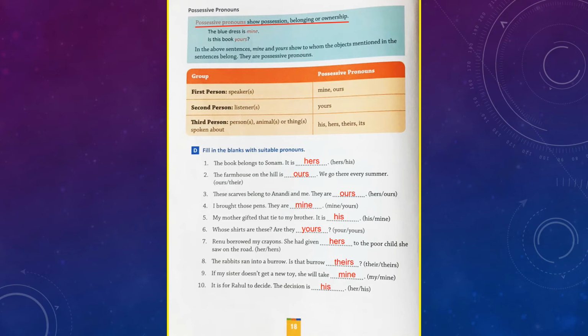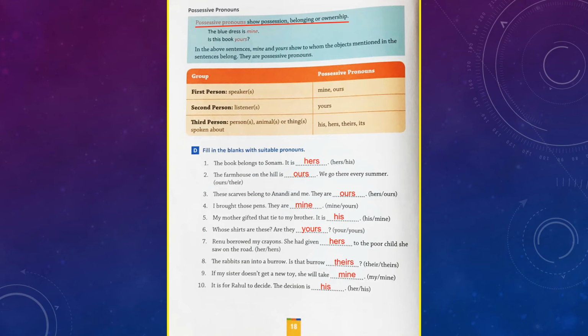Okay, and below that they have given us a table of possessive pronouns. If you are a first person, you use mine and ours. If you are a second person, you use yours, and third person, his, hers, theirs, and its. So this table is also important to learn. So you know how many types of personal pronouns are there and how many types of possessive pronouns are there. So we move forward with our exercise D. Fill in the blanks with suitable pronouns.